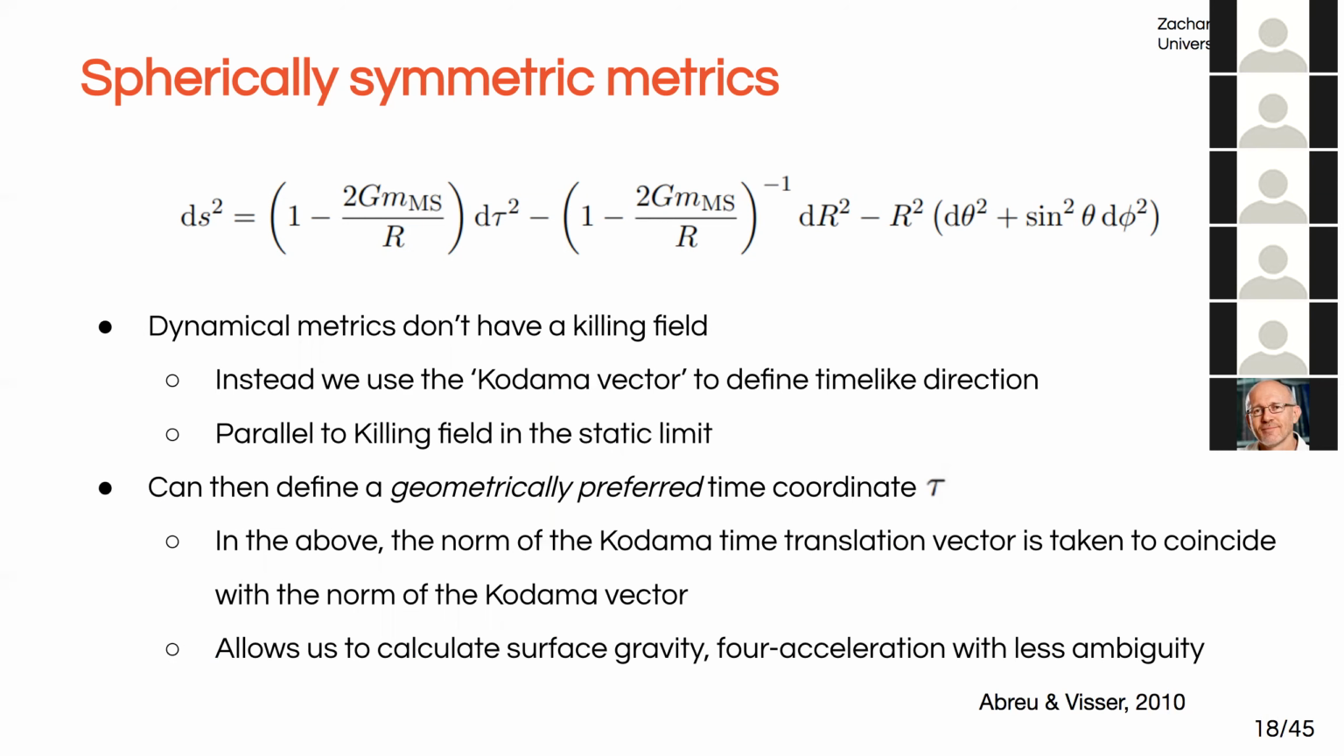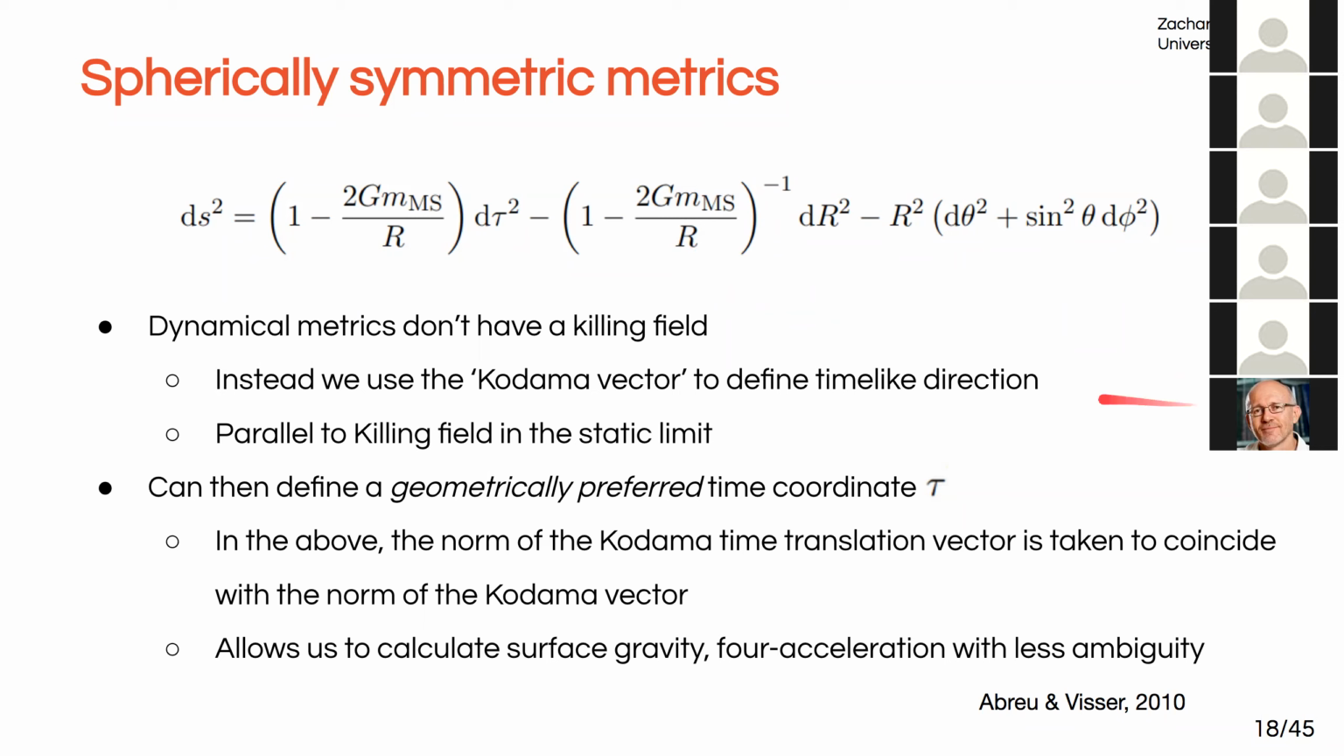An interesting problem with dynamic metrics of any kind, where this Misner-Sharp mass is not just a number but an actual function of r and t, is that you no longer have a Killing field, which makes it hard to define things like surface gravity and forward acceleration. But luckily, there's an analogous field called the Kodama vector, which defines a time-like direction. And in the static limit, it doesn't exactly go to the Killing field, but it's parallel to it. And then it was shown relatively recently that this Kodama vector defines a geometrically preferred time coordinate, which is the one we've chosen here, in fact, that puts you in this nice form.